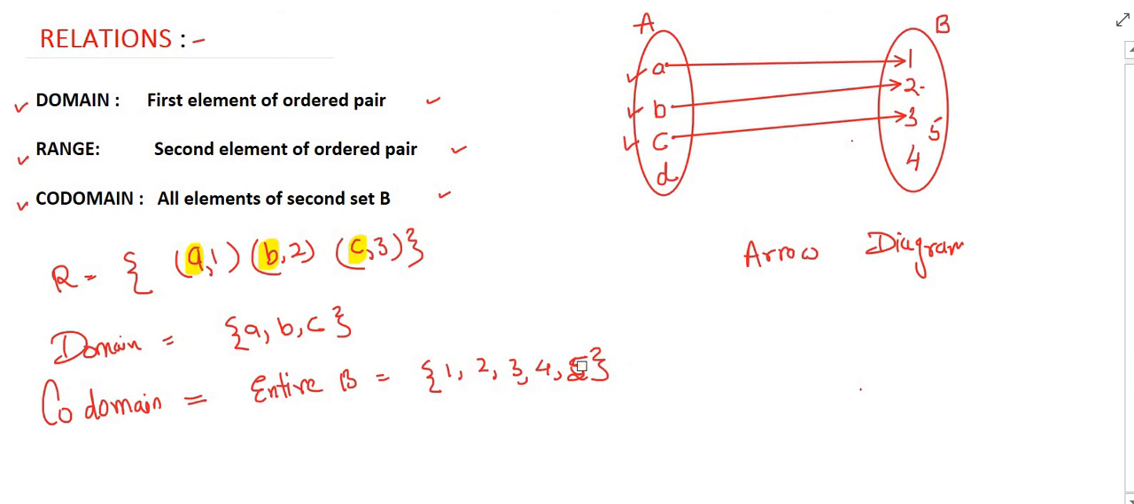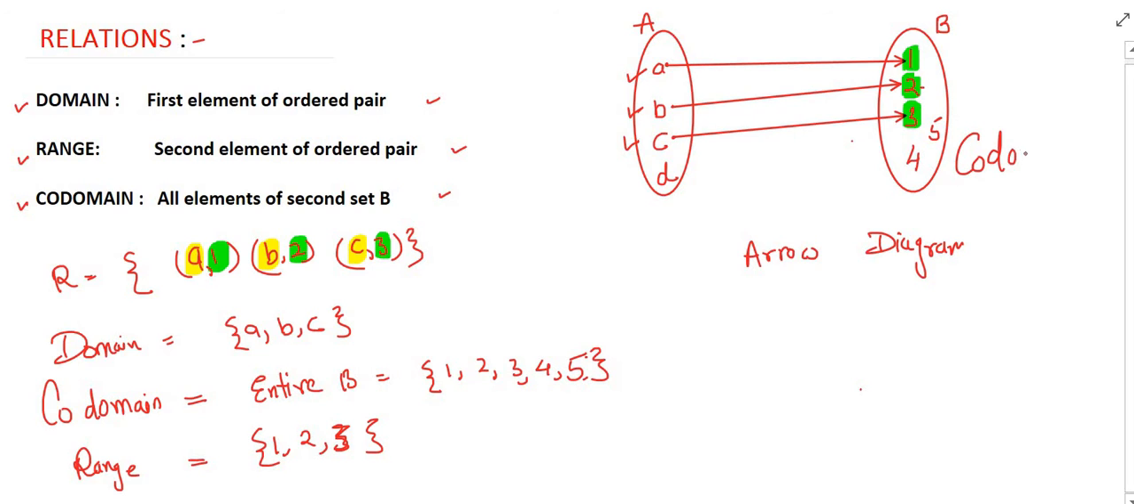Now out of this we will see what the range is. So where is the range? Range is the second element of the ordered pair. These ones: 1, 2, 3. See, there are many elements 1, 2, 3, 4, 5, but out of that only these 3 are used up. So the elements that are used up to make a relation are called the range.